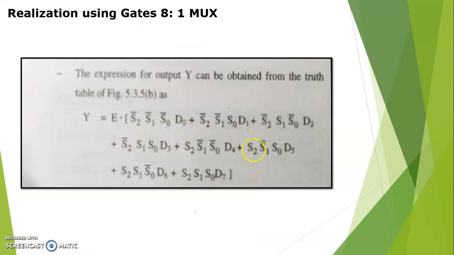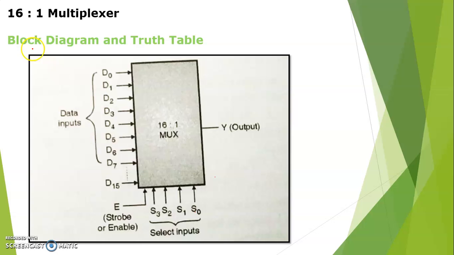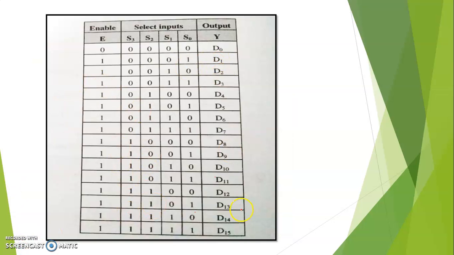Realization of 8:1: you can see the expression obtained from the truth table. These are the logic gates for the 8:1 mux. Then the 16:1 multiplexer. We have D0 to D15 data inputs, 4 select inputs, 1 strobe input, and 1 output. This is the 16:1 mux, and this is the truth table for D0 to D15.